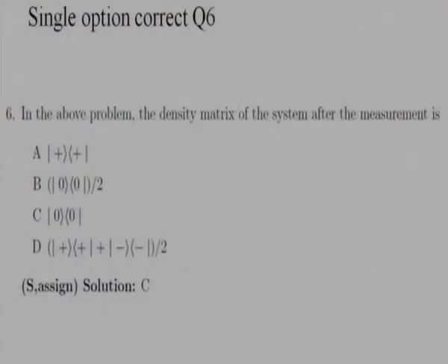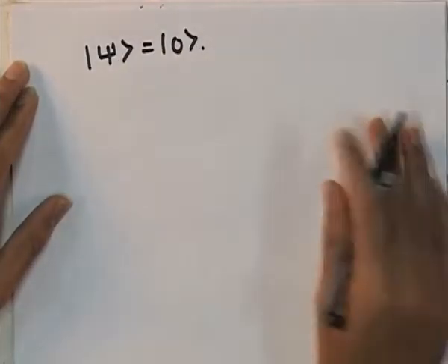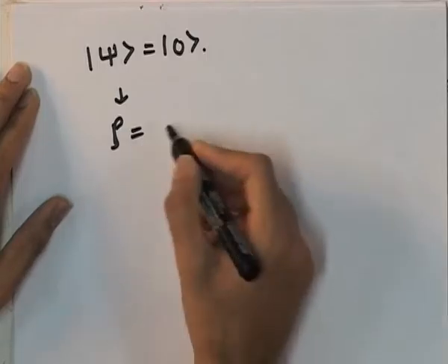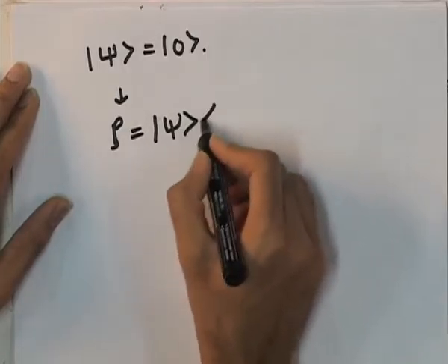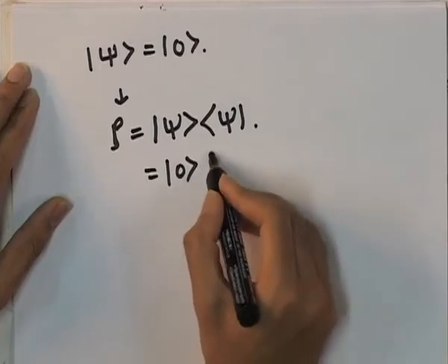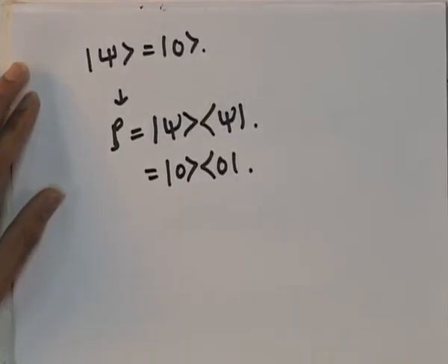The next question is, in the above problem, the density matrix of the system after the measurement is what? So clearly after measuring, the state which we have is the state 0, which is a pure state, and the density matrix corresponding to this is trivially ket psi bra psi, which is |0><0|. Hence the correct answer is option C.